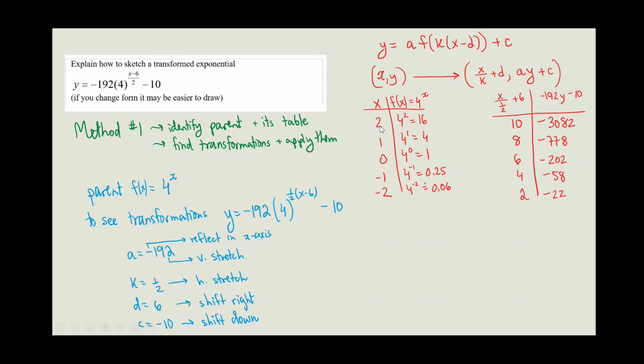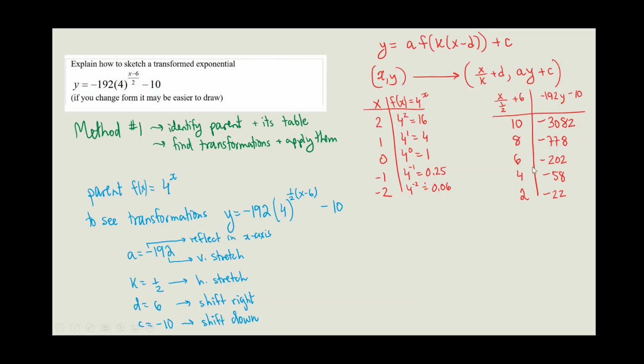So let's try a few of them. So 2 divided by a half, it's like multiplying by 2, so that's 4, plus 6, that's 10. Then you do the same thing with 1. 1 divided by a half, that's like a 2, add 6, that's 8, and so on.